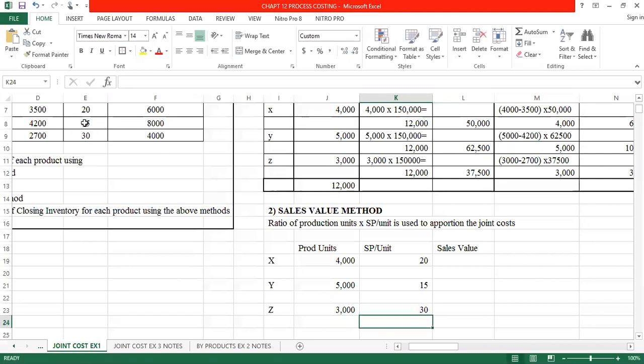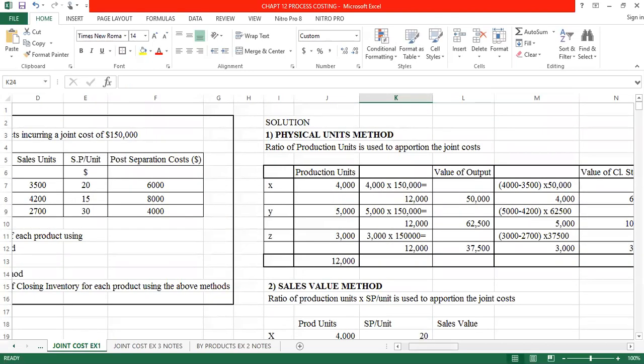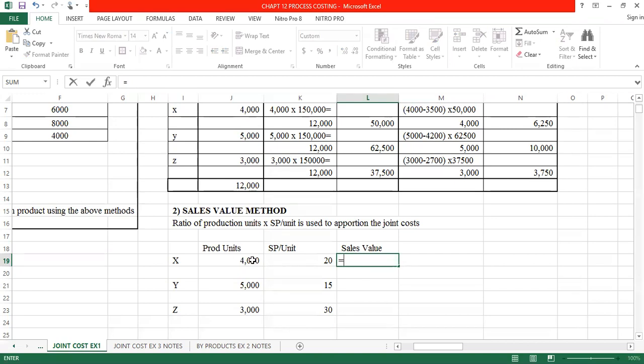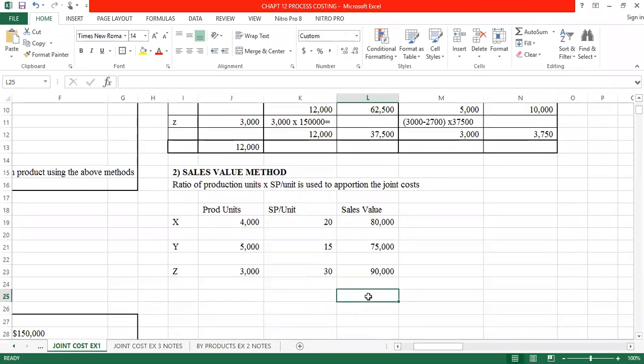We can focus on them. Those are the selling prices. So production units times selling price. So here we have this times that, which is the sales value, equal to this times that, equal to this times that. It gives you that. So what is the total?